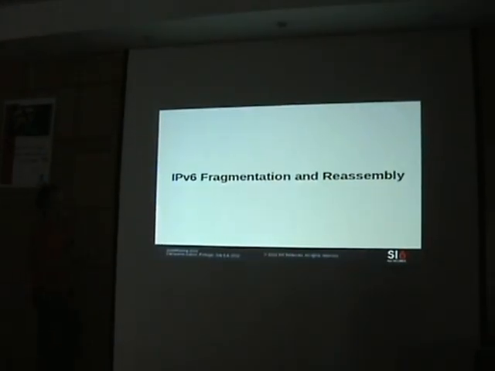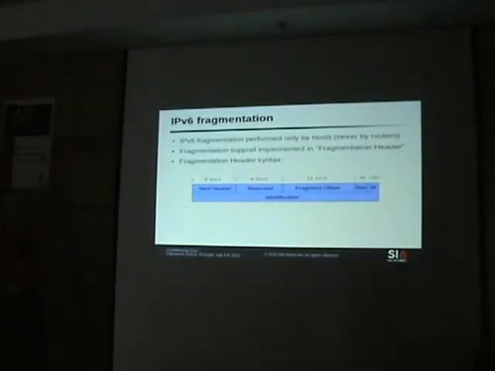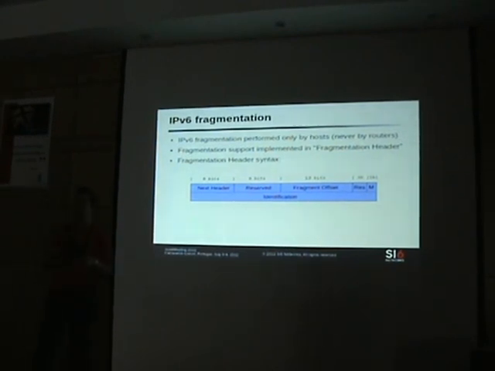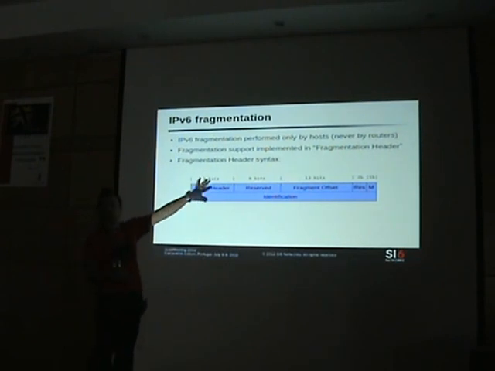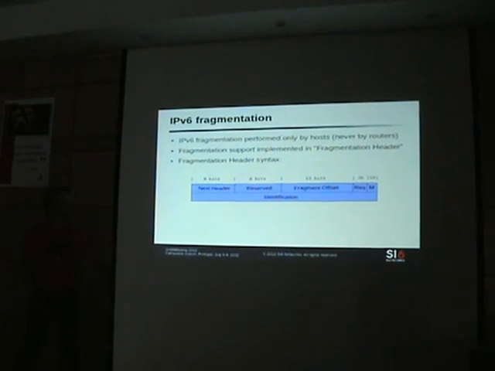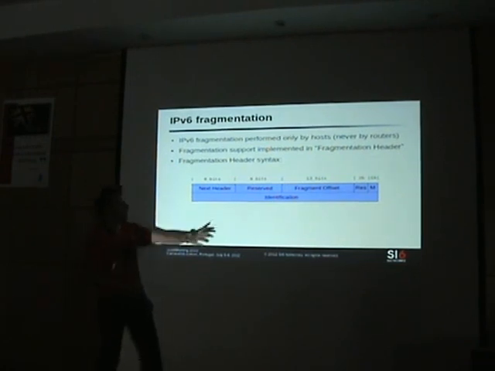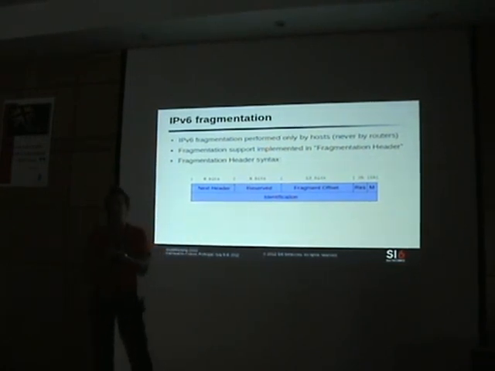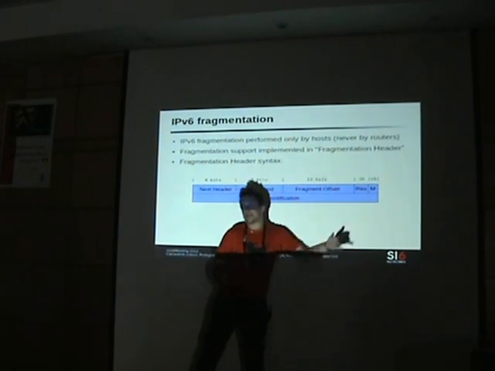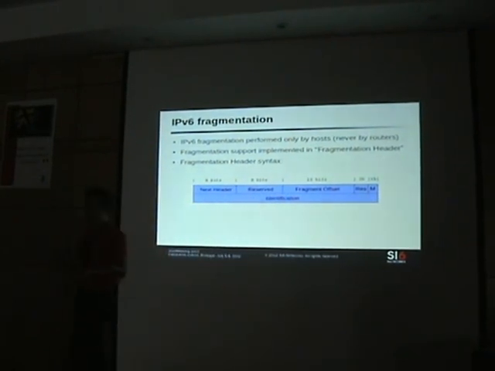Another topic is that of IPv6 fragmentation and reassembly. In IPv6, fragmentation is done with an extension header, which means that you don't have fragmentation bits or a fragmentation field in the fixed IPv6 header. If you want to fragment a packet, you essentially have to include a fragmentation header which contains all the fragmentation related fields that we have in the fixed IPv4 header. Among those fields are the identification value, which is used to identify fragments of the same packet, and the more fragments bit that tells you whether this one is the last fragment or not.